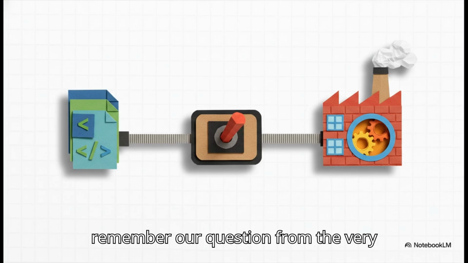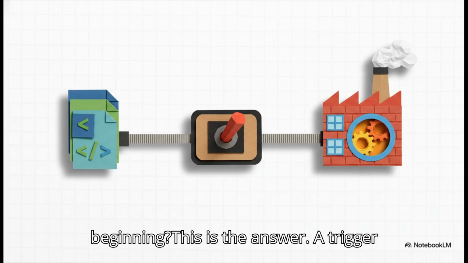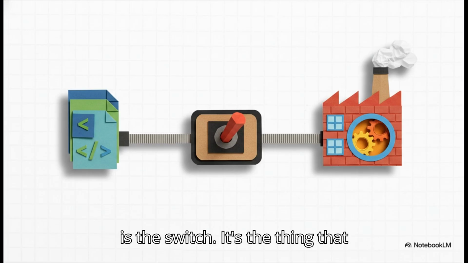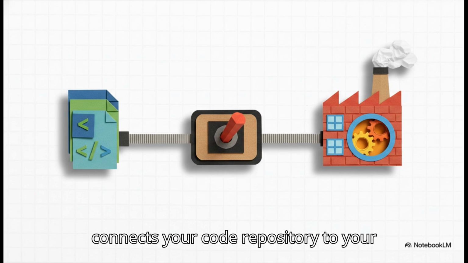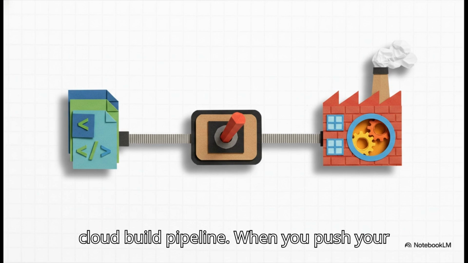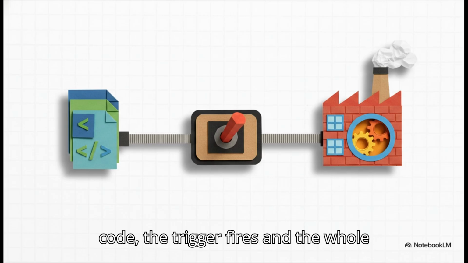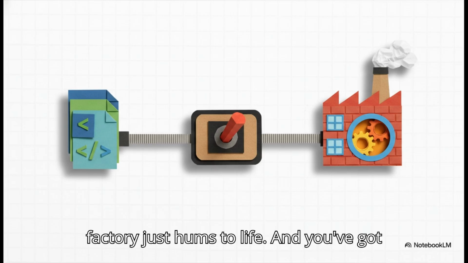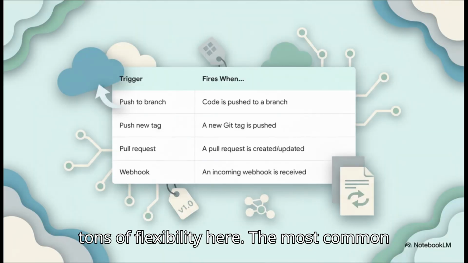Hey, remember our question from the very beginning? This is the answer. A trigger is the switch. It's the thing that connects your code repository to your Cloudbuild pipeline. When you push your code, the trigger fires, and the whole factory just hums to life. And you've got tons of flexibility here.